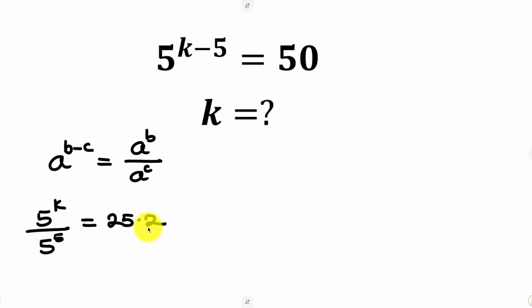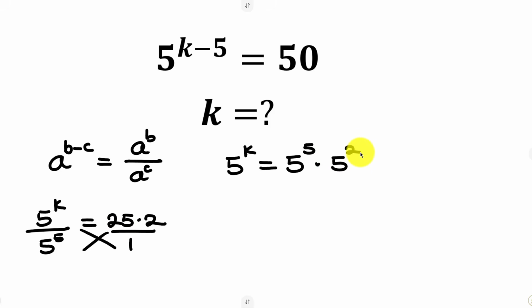Very good. Now our next step will be for us to cross multiply. So I can just put all over 1 here. So when I cross multiply, I'm going to be having 5 to the power of k times 1 gives 5 to the power of k. This will be 5 to the power of 5 times what I have here. That is 5 to the power of 5 times 25. 25 is the same as 5 squared. And then times 2.